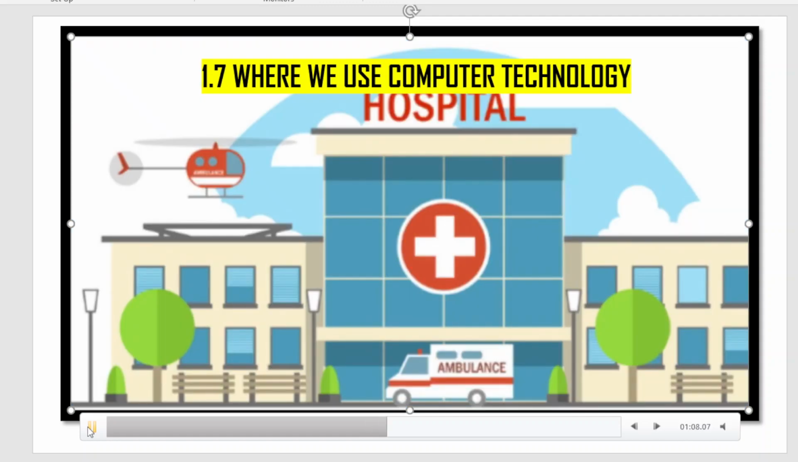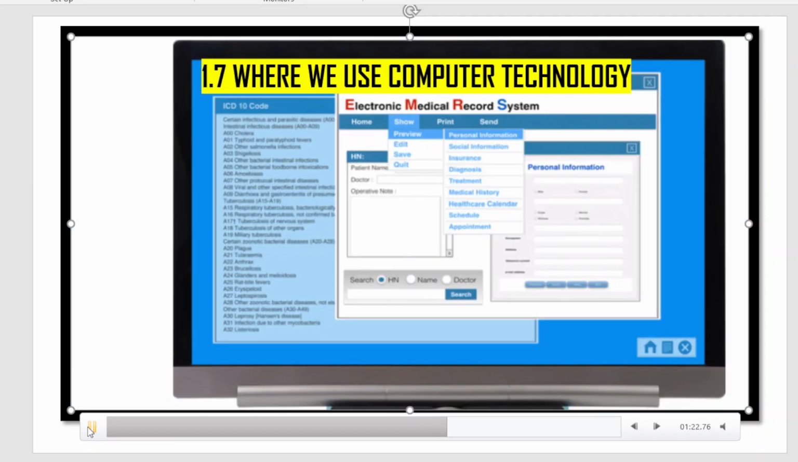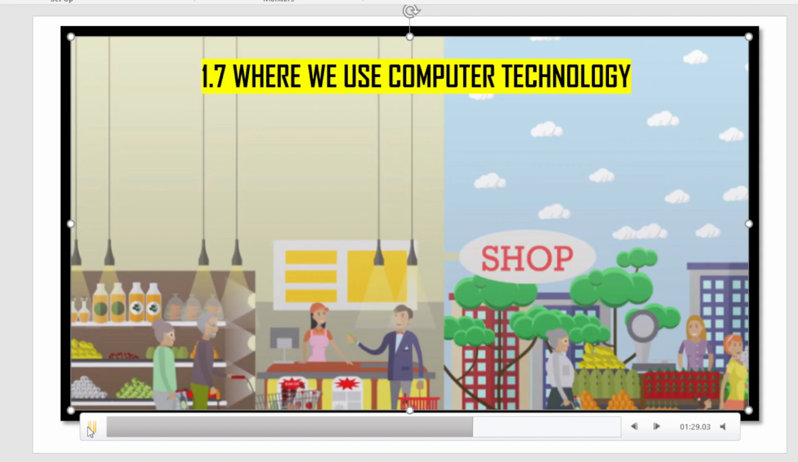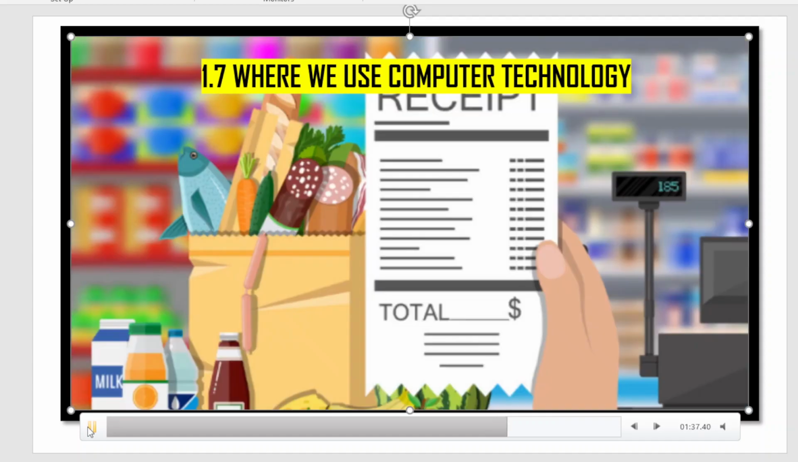In hospitals, computers are used to monitor patients' health and also to diagnose diseases. Computers are used to keep records of the patient's medical history. Here you can see a medical history of a patient. It is a database. In shops, computers are used to prepare bills and also to purchase grocery items.